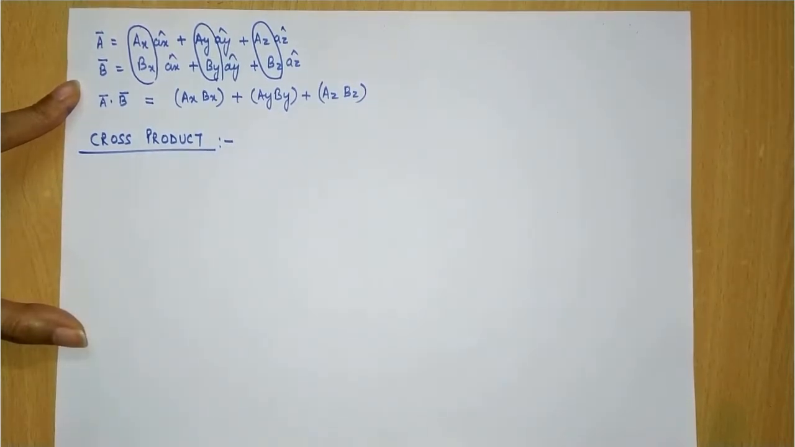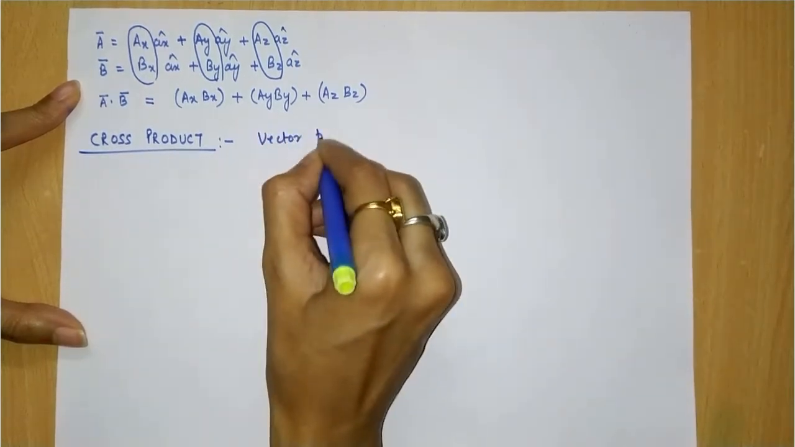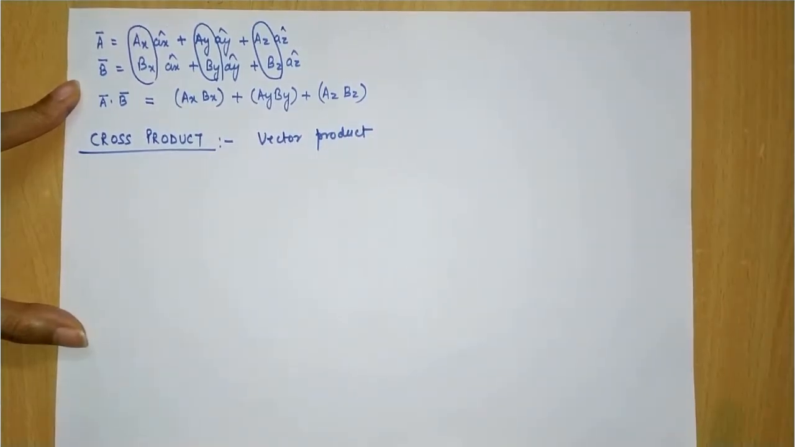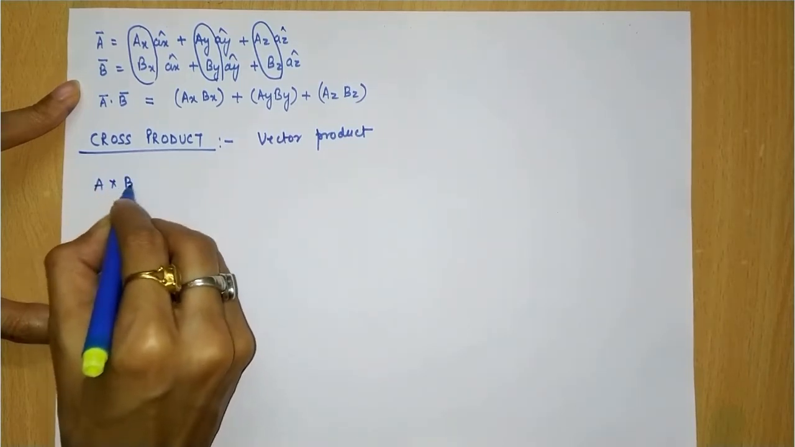Here we are going from vector to vector. Therefore, this is also called the vector product, since the resultant is a vector quantity.